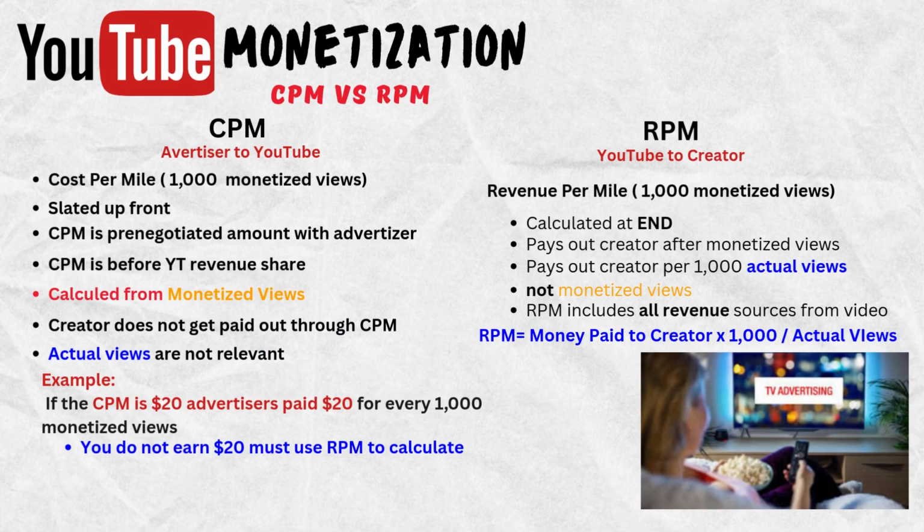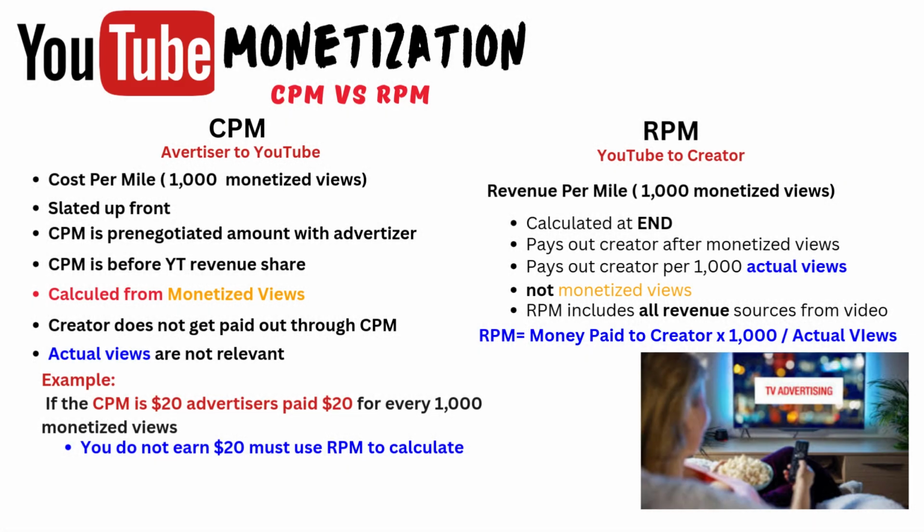CPM versus RPM. CPM is the advertiser to YouTube, and RPM is YouTube to the creator. CPM is the cost per mille for every 1,000 monetized views, while the revenue per mille is per 1,000 views. So CPM is laid out up front. CPM is pre-negotiated with the advertiser. It is before the YouTube revenue share. It is calculated from monetized views. The creator does not get paid out through CPM.